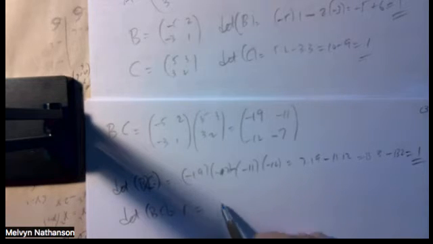And you remember when we calculated the determinants of B and C separately, they were each equal to 1. So in this example, the determinant of BC is the product of the determinants of B and C. And that's another basic fact about matrices. For 2 by 2 matrices A and B, it's always the case that the determinant of the product of the matrices is the product of the determinants.